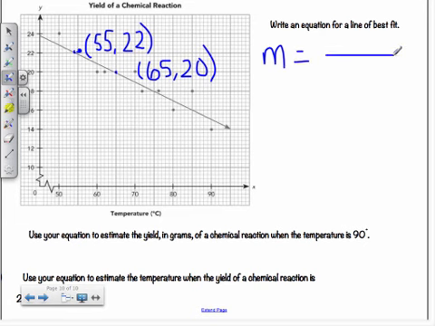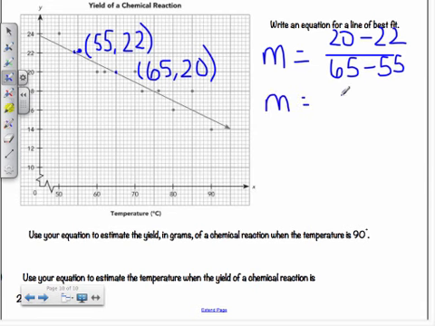So I'm going to plug it into my slope formula. So I'm going to do y2 minus y1. So I'm going to say 20 minus 22 over x2 minus x1, 65 minus 55. I end up getting negative 2 over 10, which is negative 1/5, which makes sense. As the temperature increases by 5 degrees, the yield will decrease by 1 gram. Okay, so that's the m.